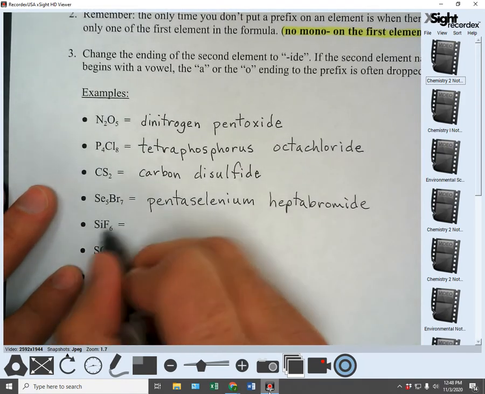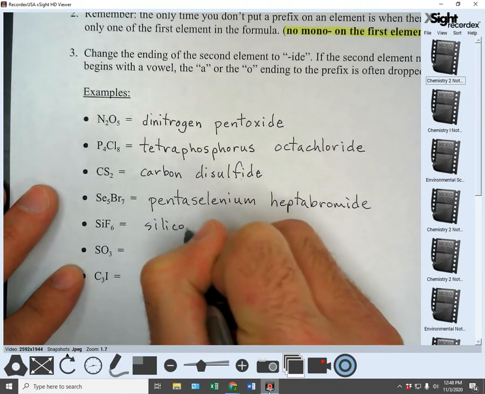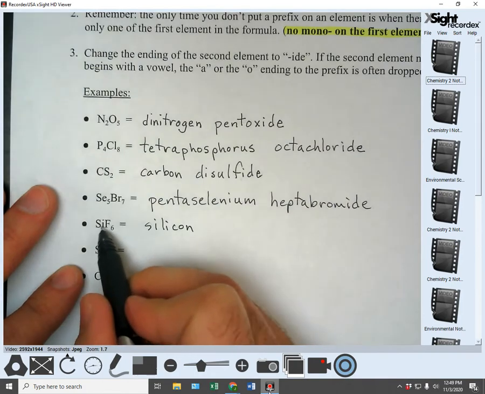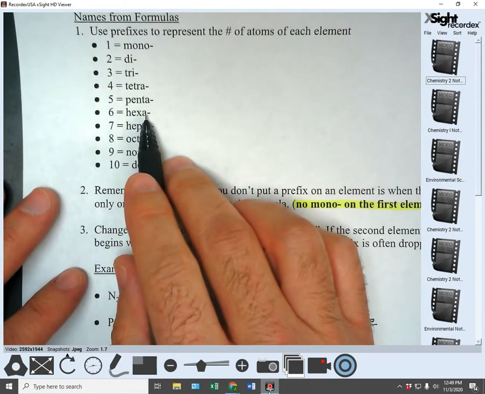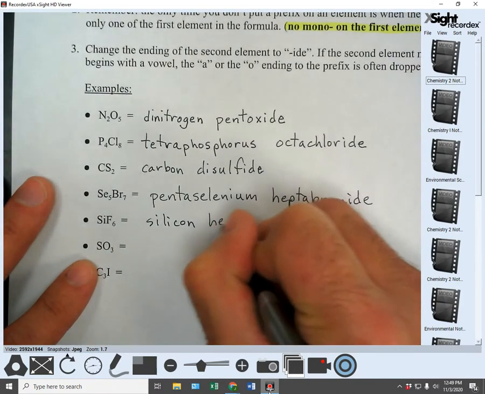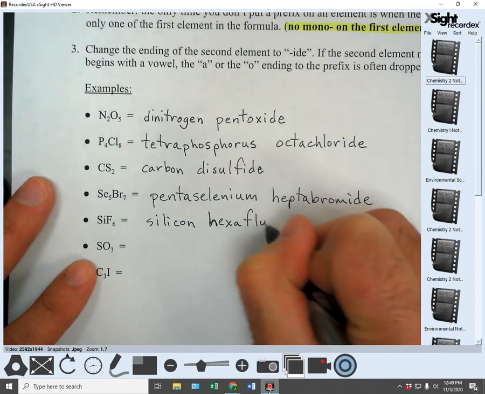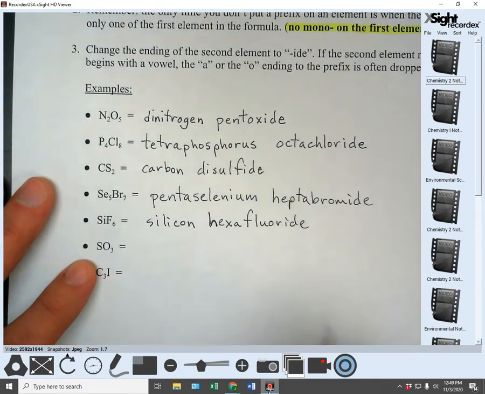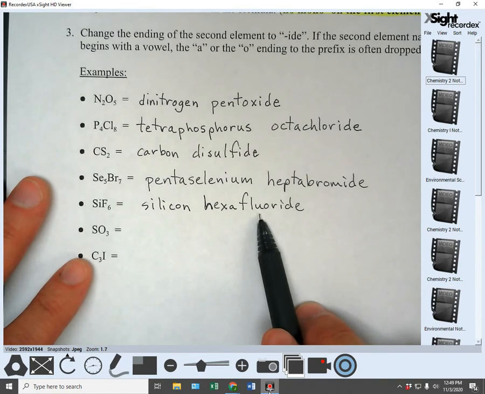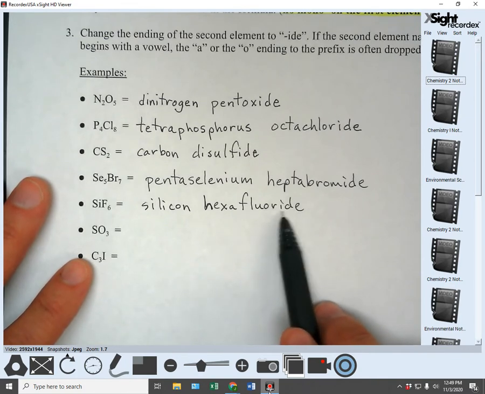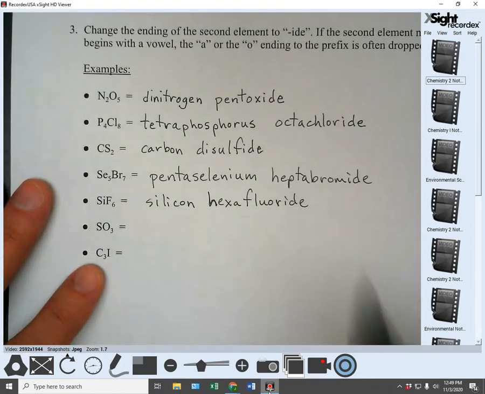SiF6. Only one of the first element, so no prefix. So that's silicon. F is fluorine. 6 is hexa, so it's going to be hexa, and fluorine turns to fluoride. Careful on fluorine. Again, I probably won't mark it wrong, but the spelling is kind of weird. Fluorine is spelled fluorine. A lot of times people accidentally put OU or don't put the U at all.